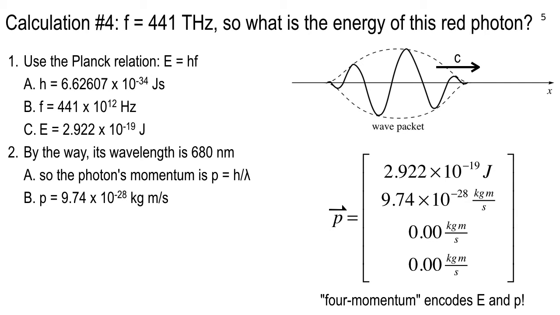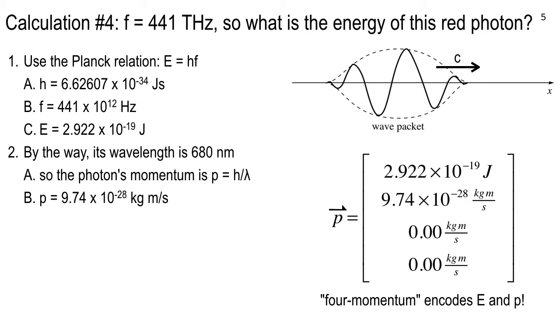Now, these are numbers that we worked out. You worked out the energy, and I worked out 9.74 times 10 to the minus 28 kilogram meters per second for you, so that I could show you this vector here. This is what we would call in relativity the 4-momentum vector. And it has 4 slots. The top slot here is for the energy of a photon. And then the 3 slots below that are for the momentum, the x component, the y component, and the z component of the momentum.